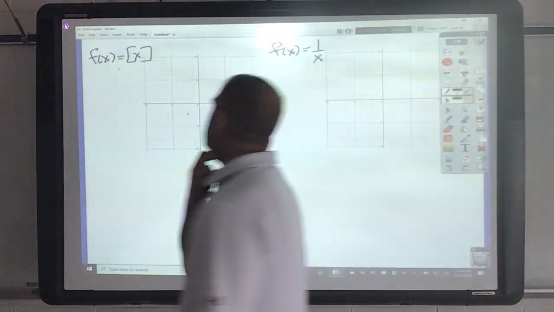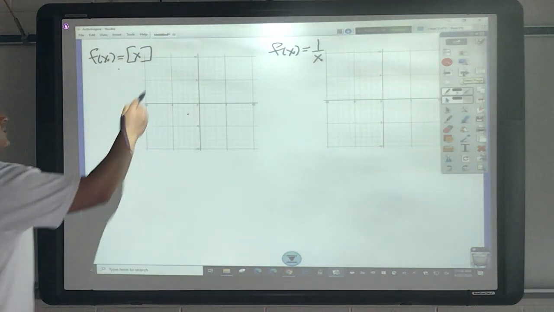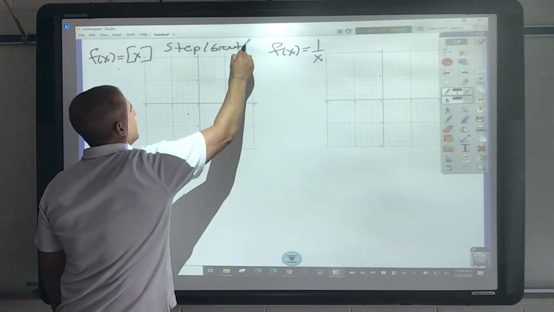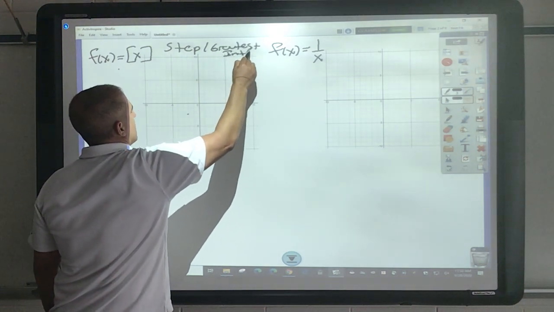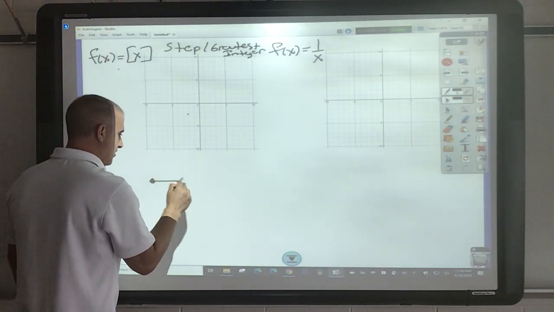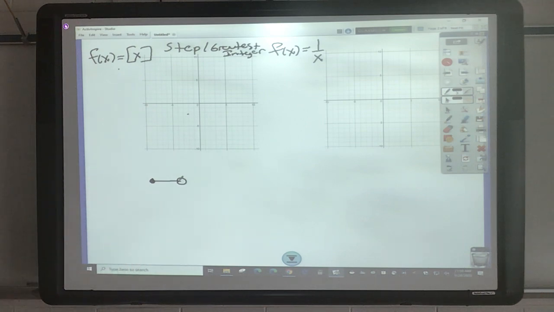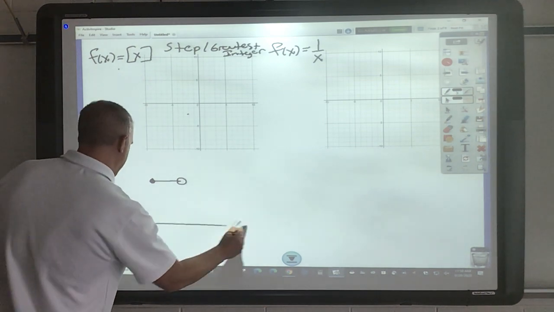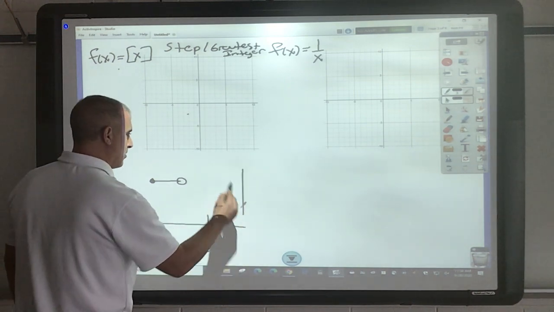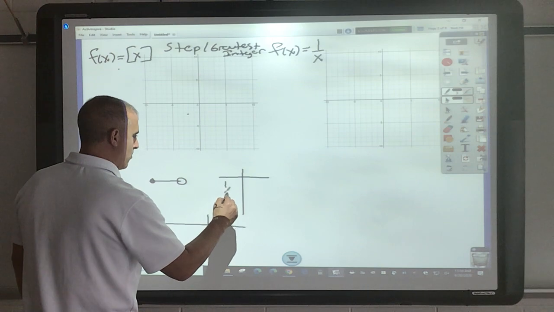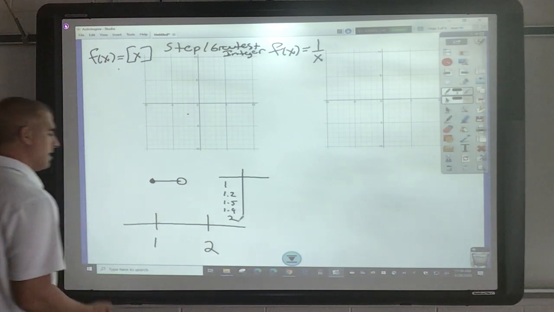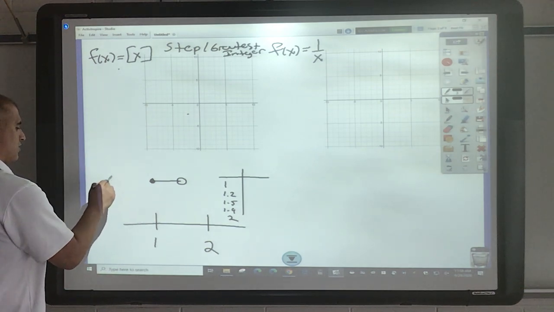Now, what this is called is the step function, or some people call it the greatest integer function. Your steps are always going to look like this: closed circle to open circle. Why is that? Let me explain the greatest integer function. Let's say we were making a table: 1, 1.2, 1.5, 1.9, and 2.